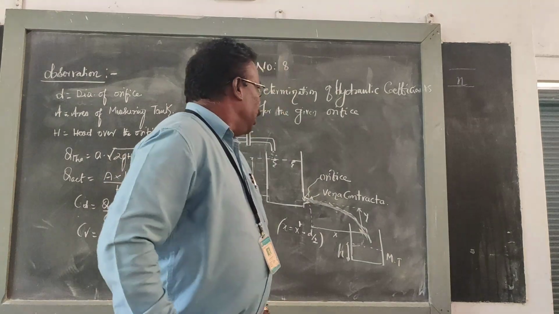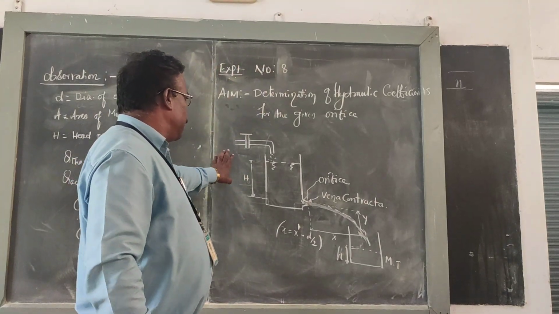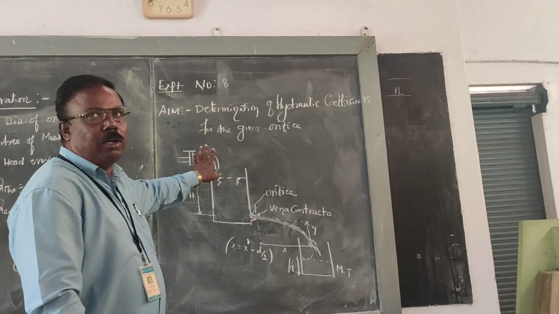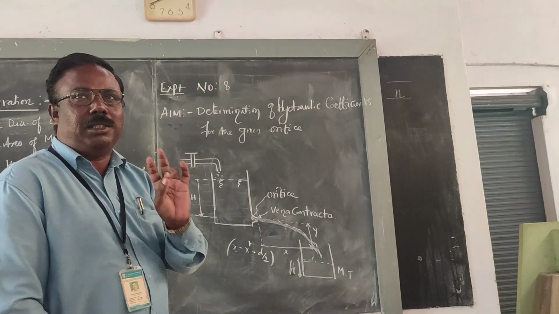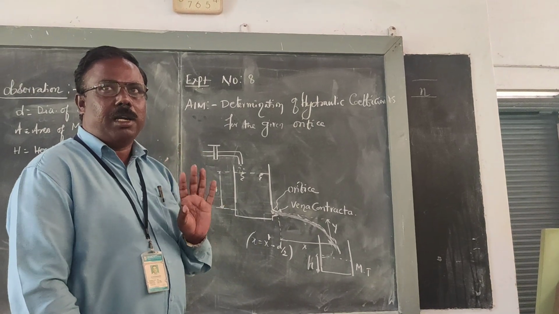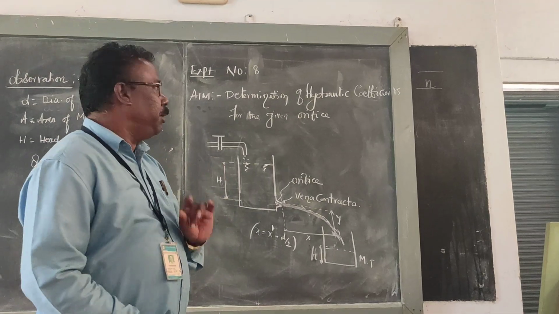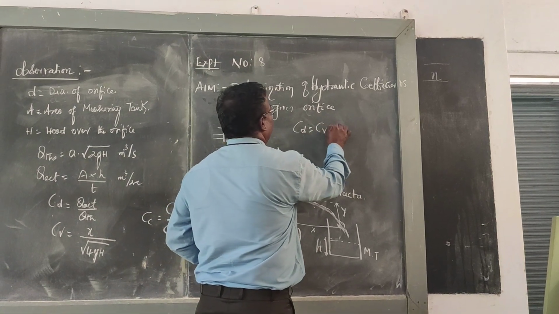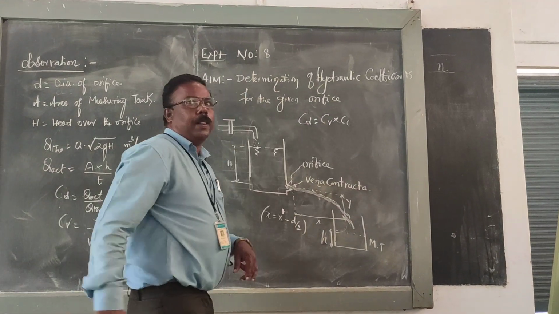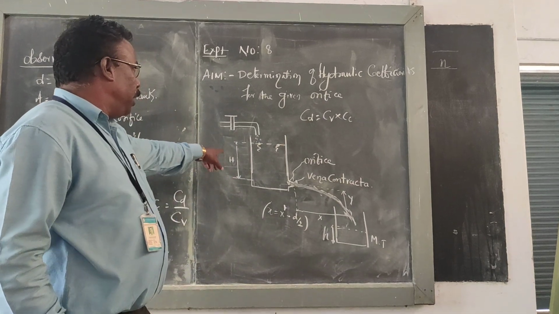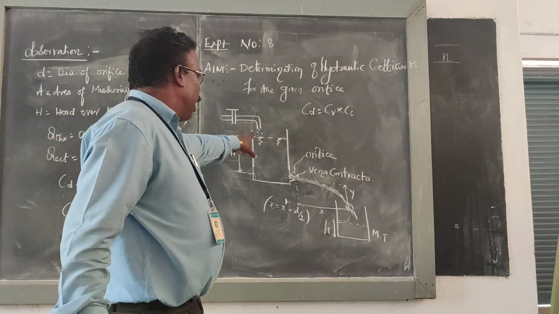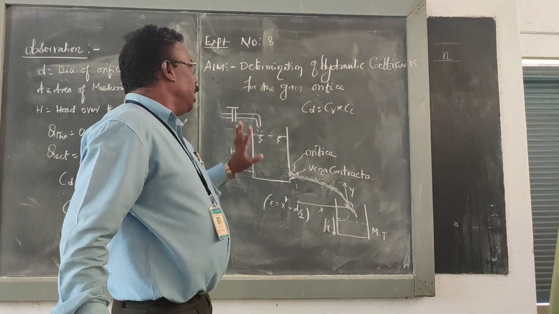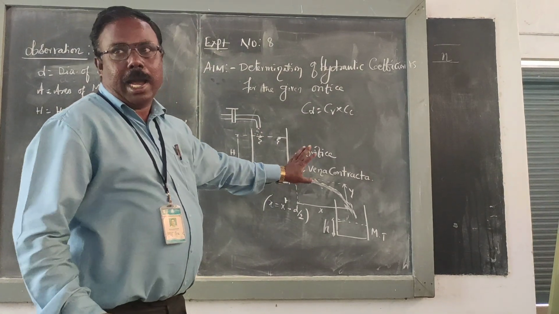Coming to this experiment, as the name itself says, we need to find out the hydraulic coefficients CD, CC, and CV. Among these three hydraulic coefficients, we establish the relationship that the coefficient of discharge CD is equal to CV into CC. First we find out the actual discharge.